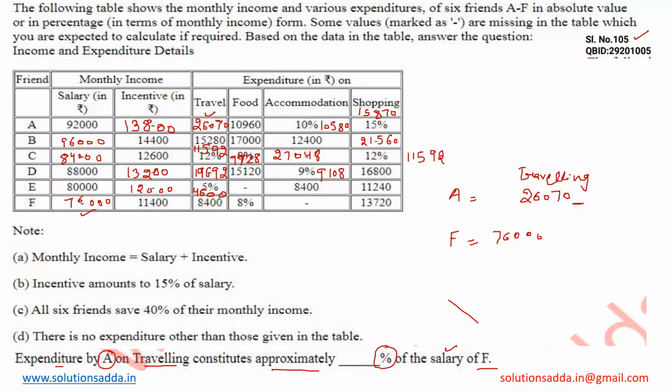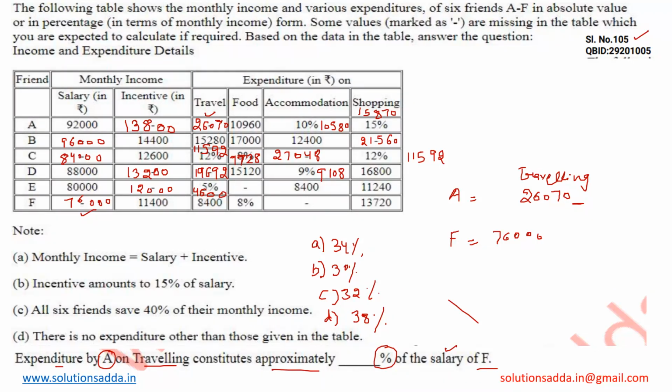The options given here are: option A is 34%, option B says 30%, option C is 32%, and option D is 38%. So in order to solve this question, what we need to do is find the 34% of 76,000. If that amount is somehow equal to 26,000, that means 34 will be the right answer. Likewise, we have to calculate the 30% of this amount, and then check whether the value is equivalent to 26,000 or not.